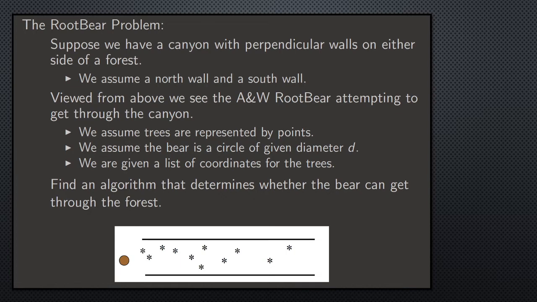And there's this bear that wants to travel through the canyon, and we're to assume that the bear actually has a diameter. So it's given a circle of diameter d. D is an input. The locations of the trees in xy coordinates are inputs, and you can assume that the bottom wall happens at y equals 0, and the top wall happens at y equals some constant that's specified in the input. And the goal is to find an algorithm that figures out, can the bear get through the forest? Because maybe the trees are so dense or so poorly arranged that the bear can't get through the forest, or maybe there is actually a path through the forest.